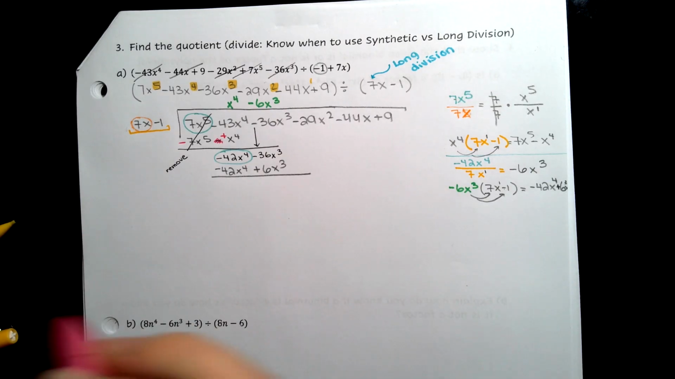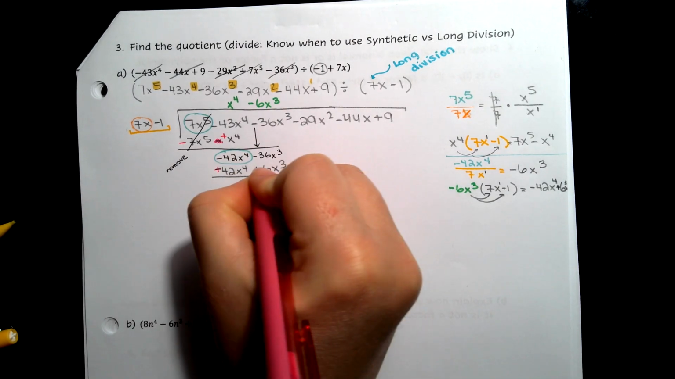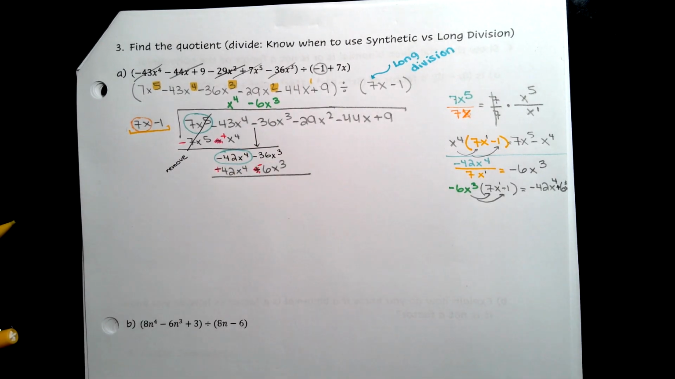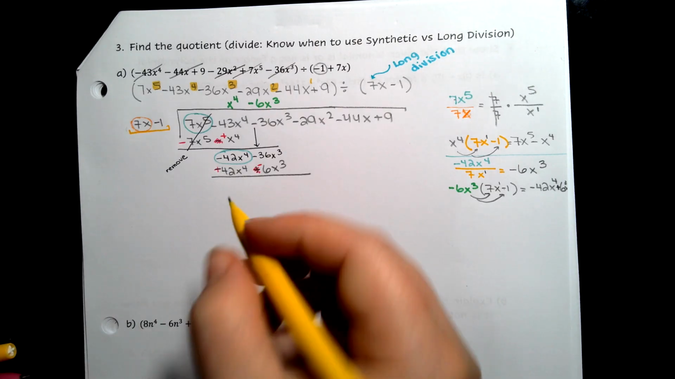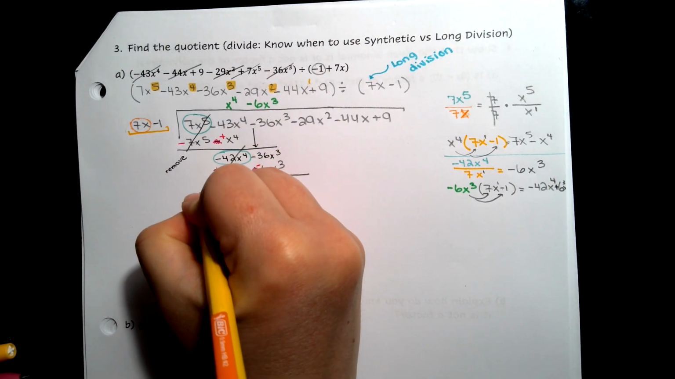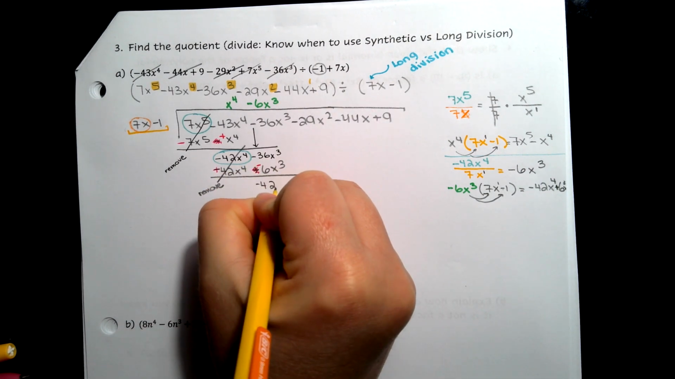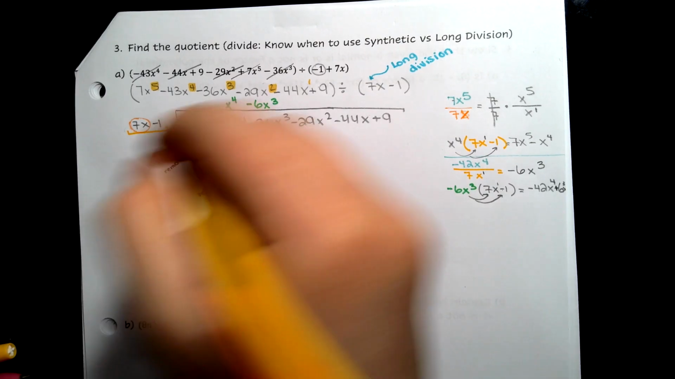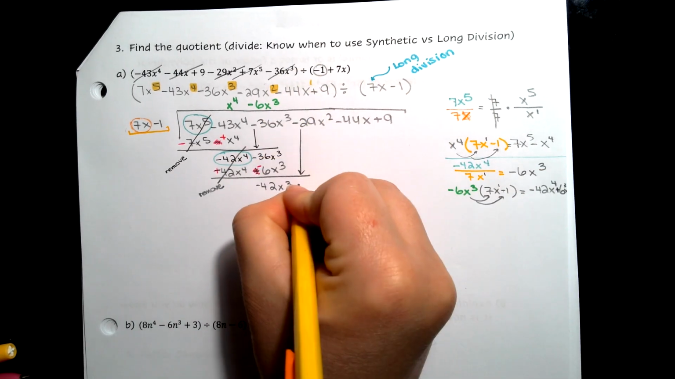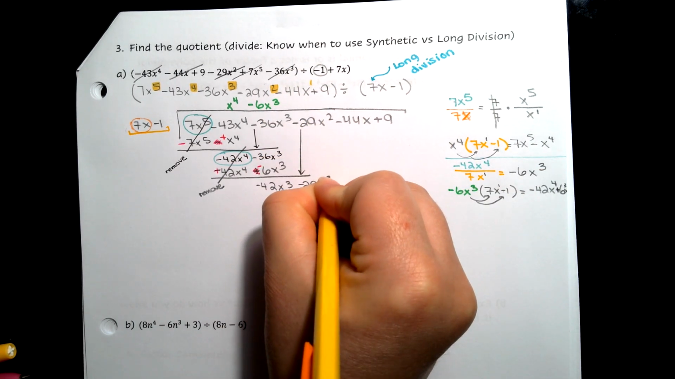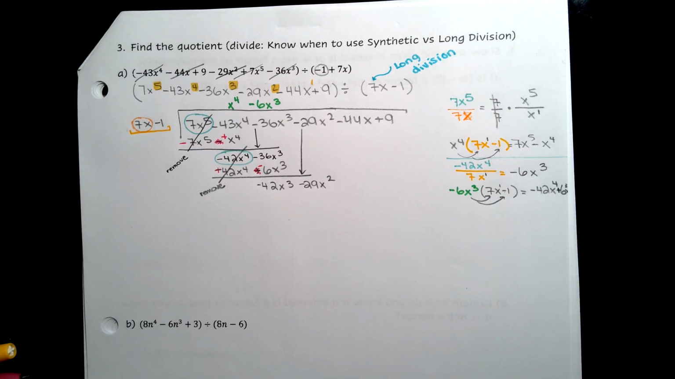Again, we got to go in and change the symbols. So that one's becoming a plus, that one's becoming a minus. When you add, these should be removed. We got negative 36 and a negative 6. I get negative 42 again. Bring down the next term of negative 29x squared. We're going to continue this pattern until we get our answer.